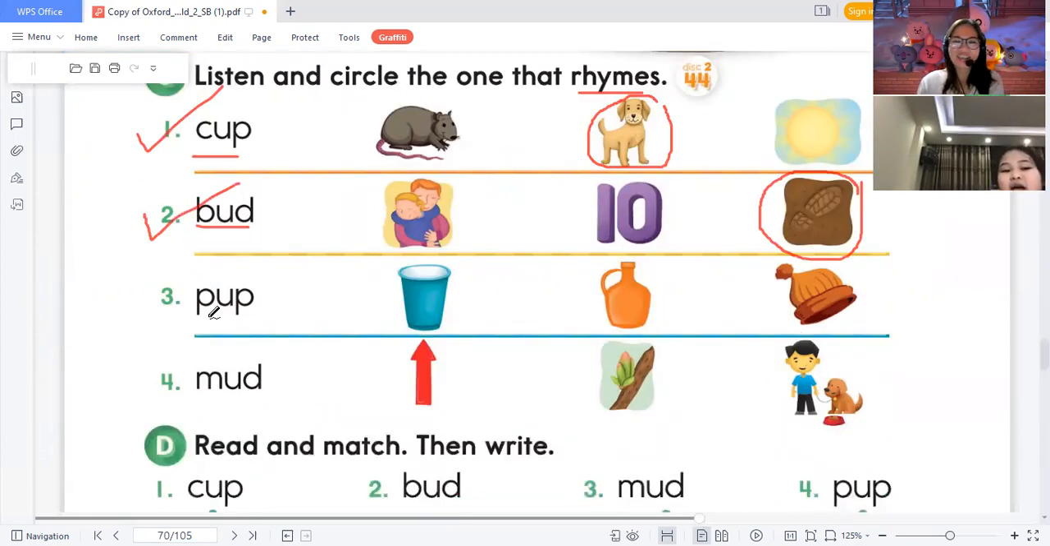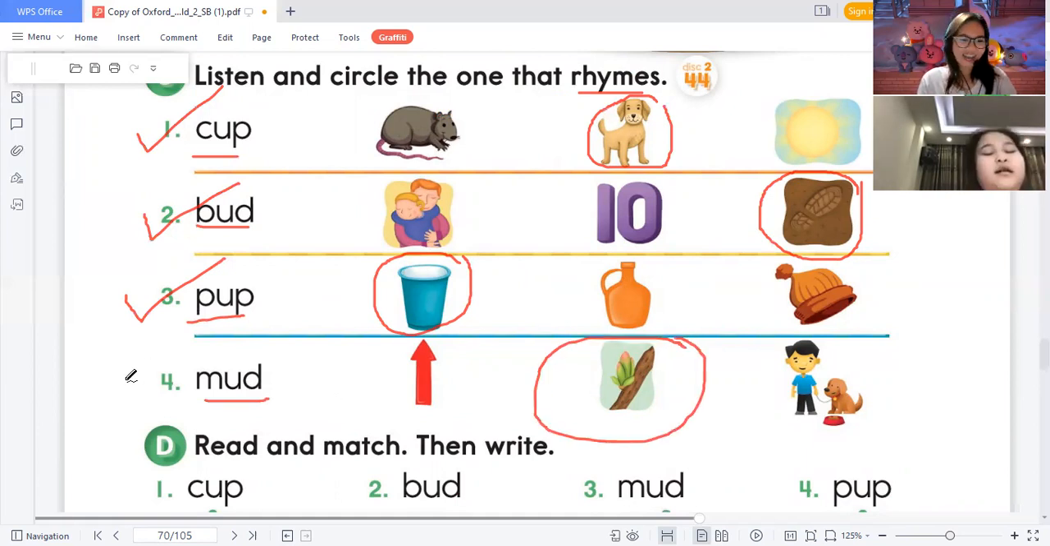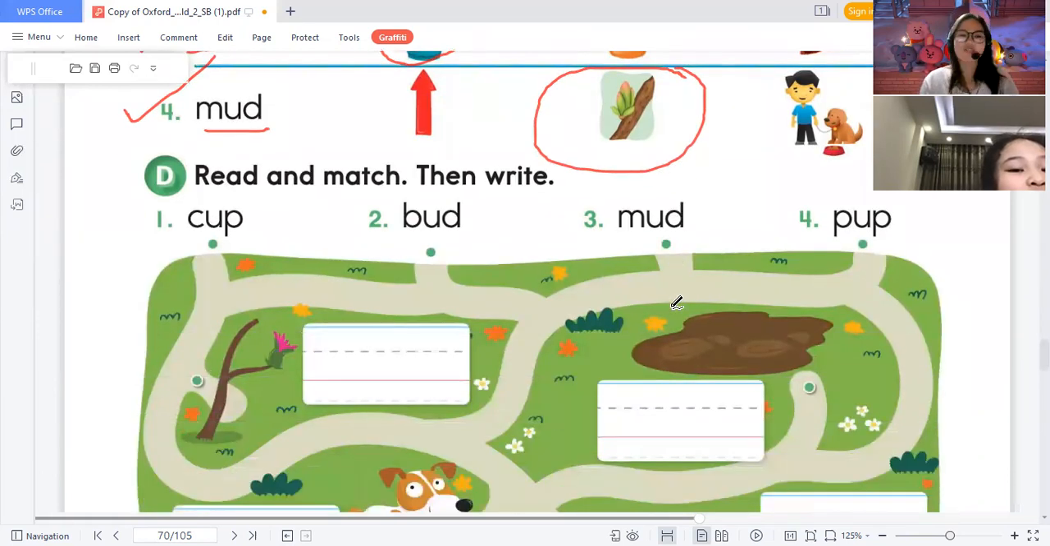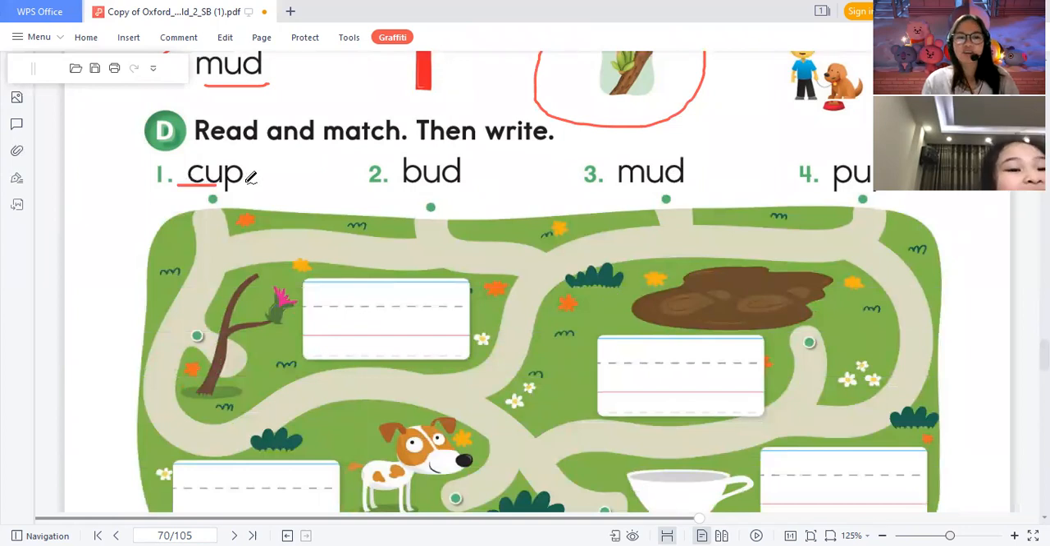Three. Pup. Oh, there you go. Very good. Okay, four is mud. Bud. Oh, yes. Wow, perfect. Okay, keep up the good work. Now let's go to reading and matching and then write.